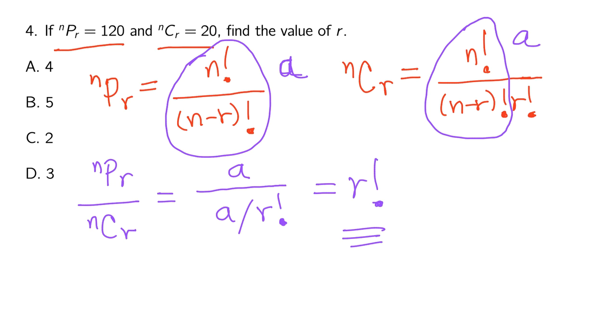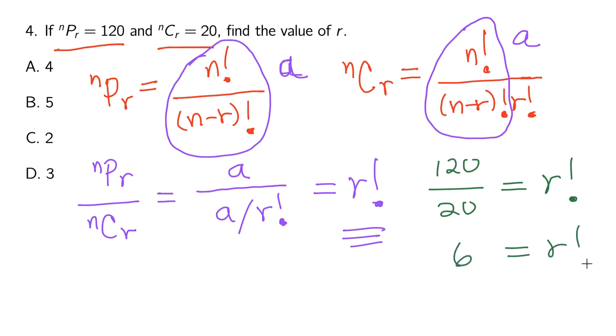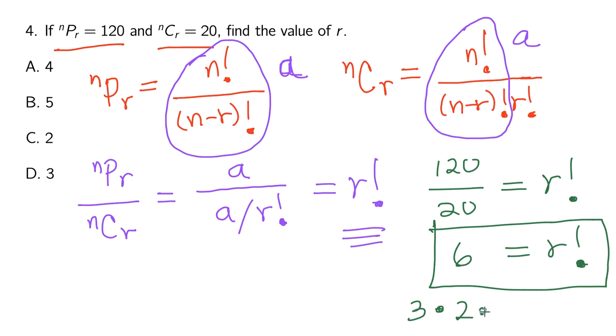So now substituting the actual values we have, for NPR we have 120, and then for NCR we have 20. So 120 over 20 we know is going to give us r factorial for a certain r, and that's the r we want to find. 120 over 20 is equal to 6. So now if 6 is equal to r factorial, the question is, which number has its factorial being equal to 6? 3 times 2 times 1 is precisely the answer. So 3 factorial is what's equal to 6, and that's what we're looking for.